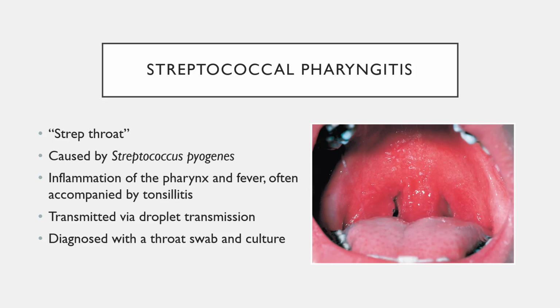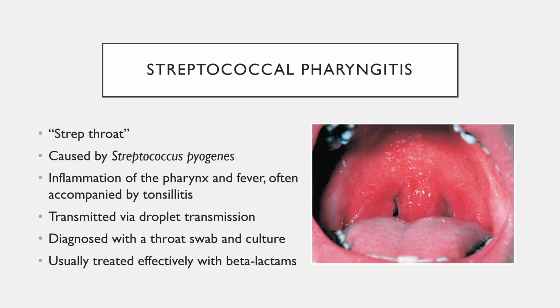If a culture does confirm Strep pyogenes, then it's usually treated effectively with beta-lactams, which is the group of antibiotics that you remember we've learned about previously. They're inhibitors of peptidoglycan synthesis, and they are especially effective against gram-positive species such as Streptococcus pyogenes. And penicillin, for example, is one of these beta-lactam antibiotics.